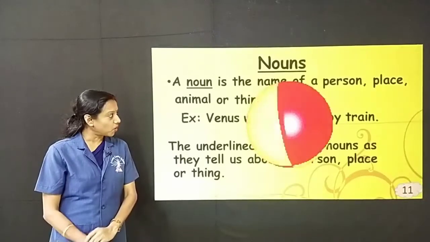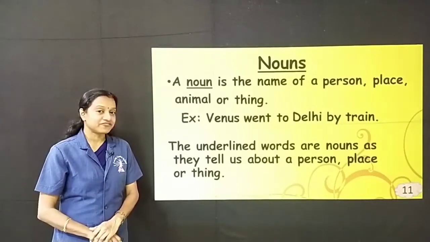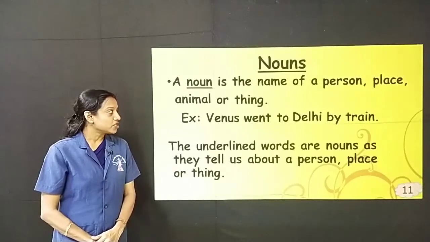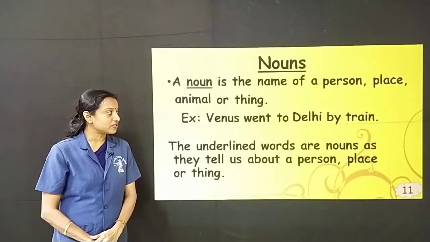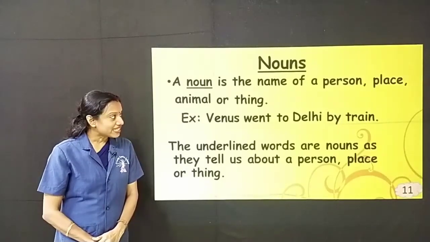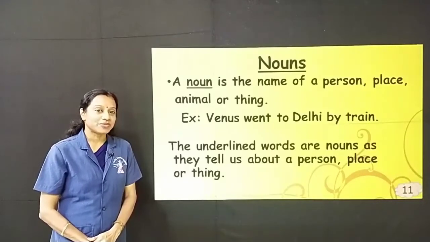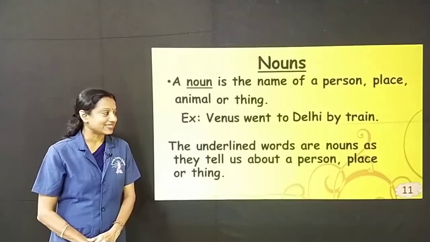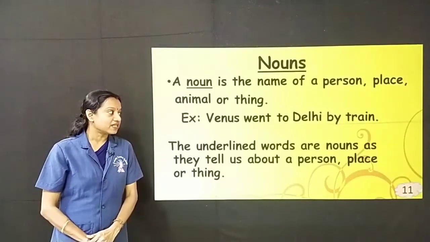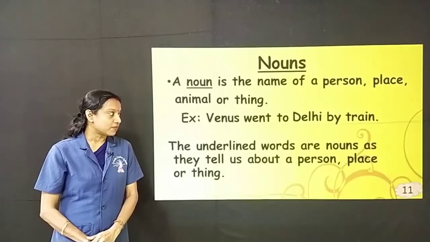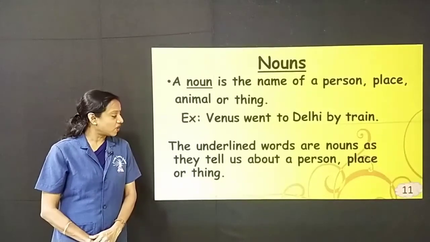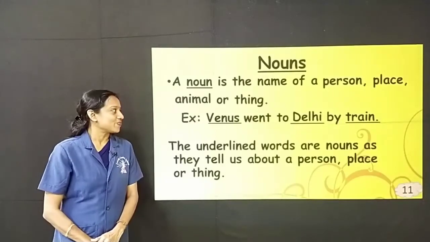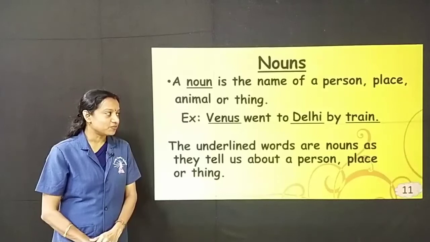So now after ball, let's see the first example. Venus went to Delhi by train. So Venus here is a name of a person. Went to Delhi. Delhi is the name of a place, and he went there by train. So train is a thing. So the underlined words are the nouns as they tell us about a person, place or thing. So that I have underlined it now. So Venus went to Delhi by train.